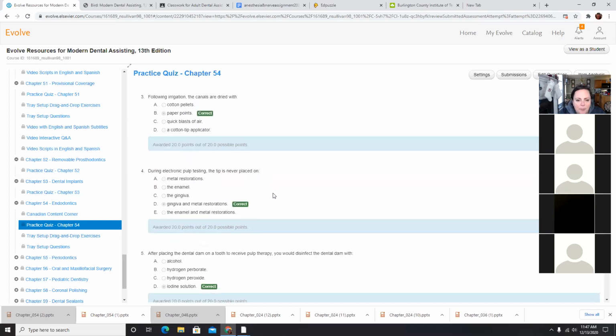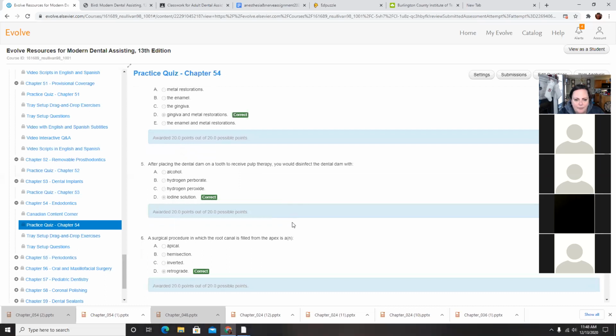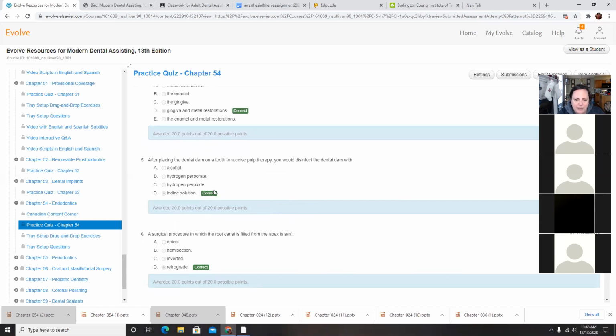This was right. Paper points, yes. Gingiva, we talked, everybody understands why gingiva and metal restorations is the answer here. Because if you put that electronic pulp tester on metal, it could create a shock. After placing the dental dam, again, iodine solution is going to be used to clean it. Something that starts from the apex and goes up is retrograde. All right.